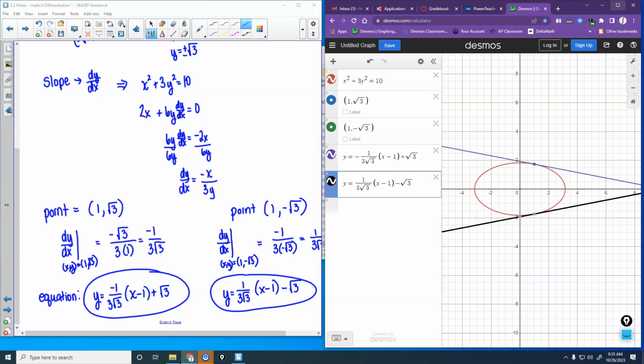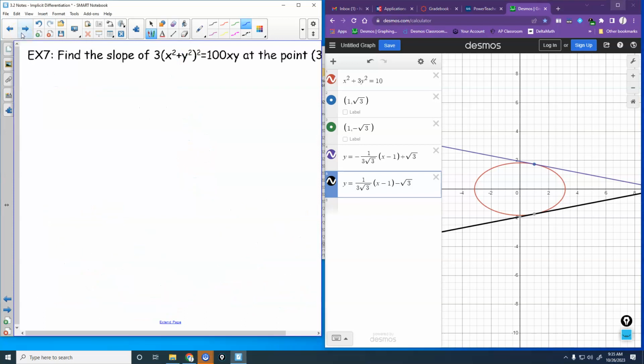So a lot of times, a lot of these equations, since they're not functions, have more than one point where your x equals 1. So you end up with more than one answer. Not always, but a lot of times. Okay? All right.